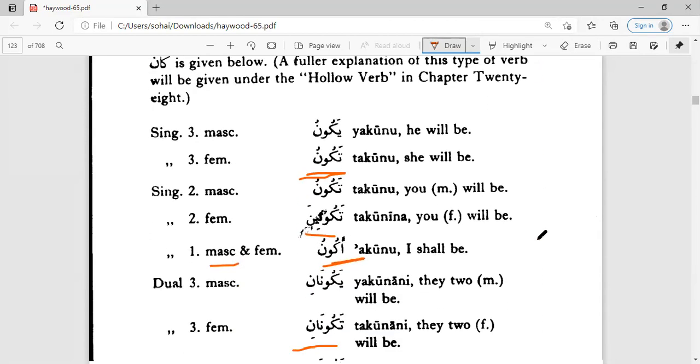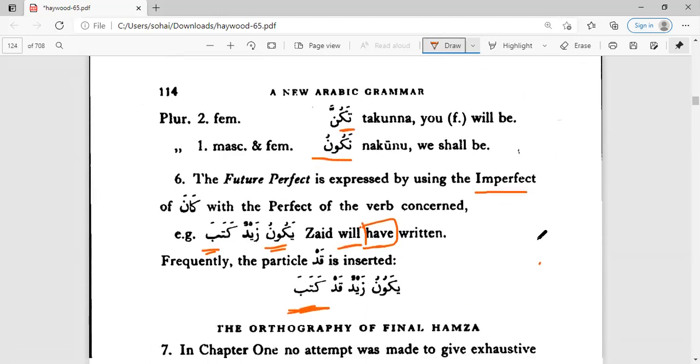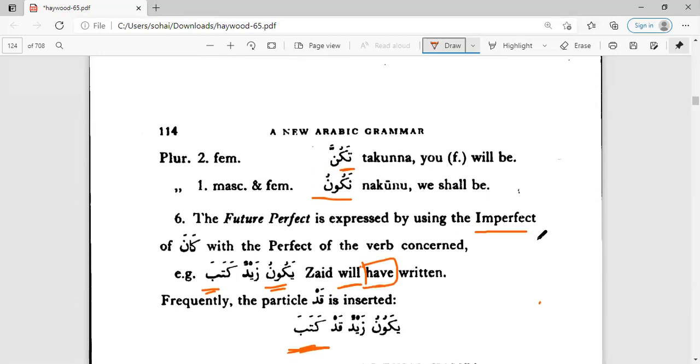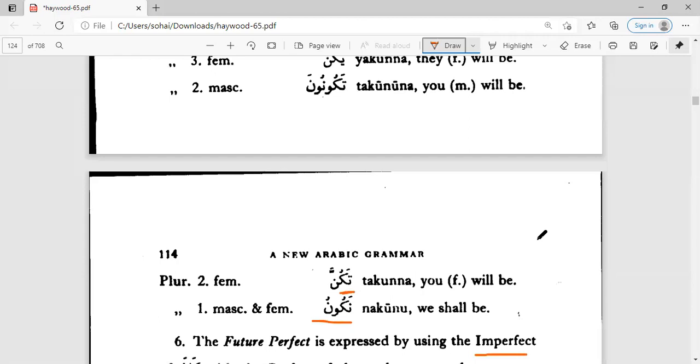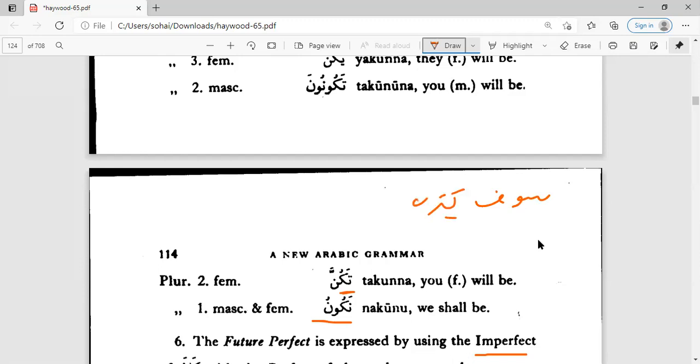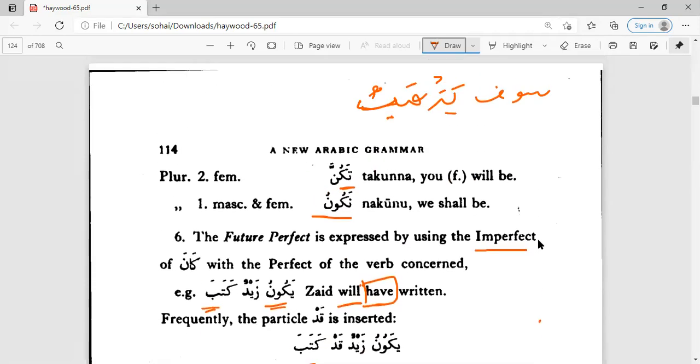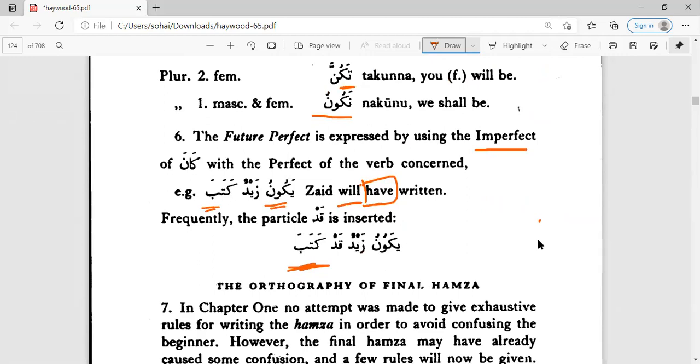So then we said, if you want to say future, we don't need kana, right? If you want to say he will go or he will be going, you just say sa yadhabu or sawfa yadhabu. He will be going. So you don't need kana yakunu. This is the future continuous. If you say future, you don't need that. We only use kana again when we want to say future perfect.